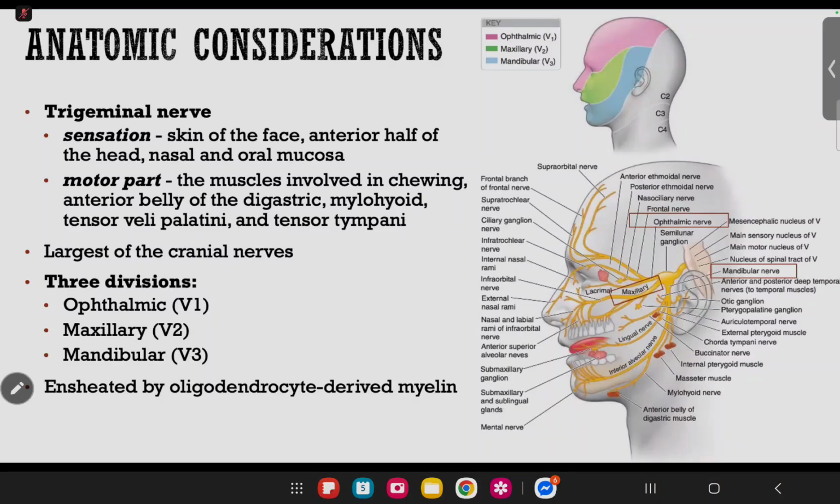The trigeminal nerve is also ensheathed by oligodendrocyte-derived myelin for up to 7 millimeters after it leaves the brainstem, unlike just a few millimeters for other cranial and spinal nerves. This may explain the high frequency of trigeminal neuralgia in multiple sclerosis patients, which I discussed yesterday.